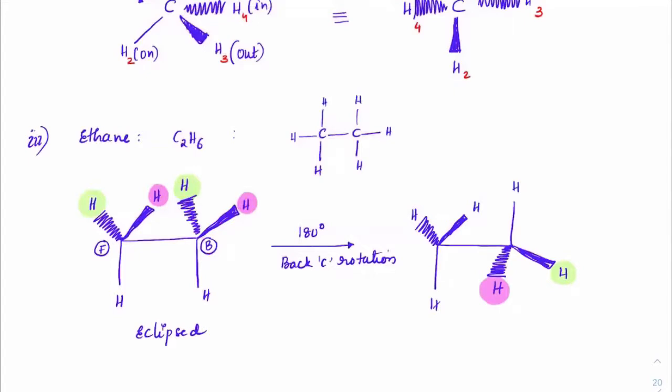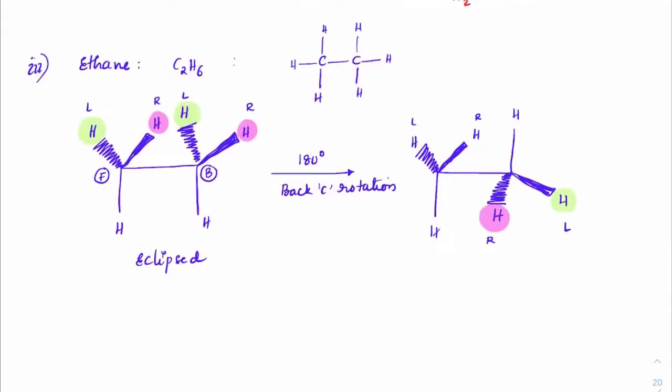If you don't have any color representation for anything which is coming out of the plane, I would suggest using this as right and this as left. So you can see this left and right are intact here, but here the right one went inside, and the left one came outside. I guess all of you are able to understand how the rotation has happened here.